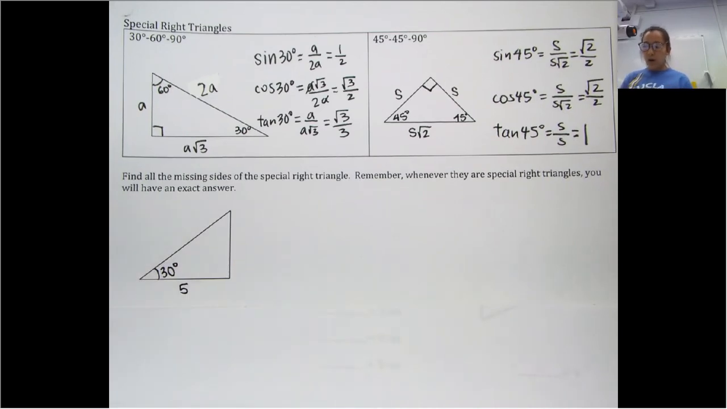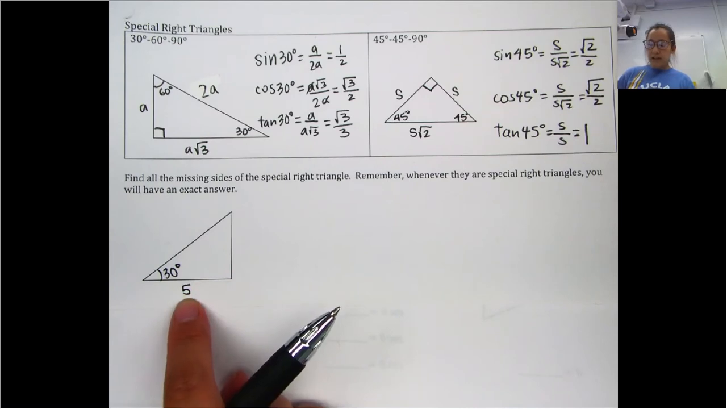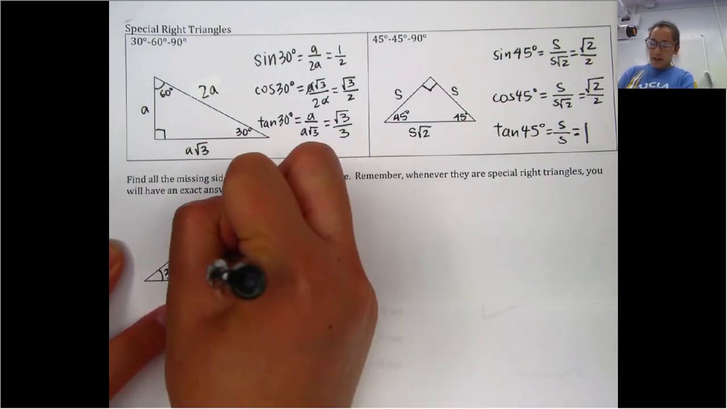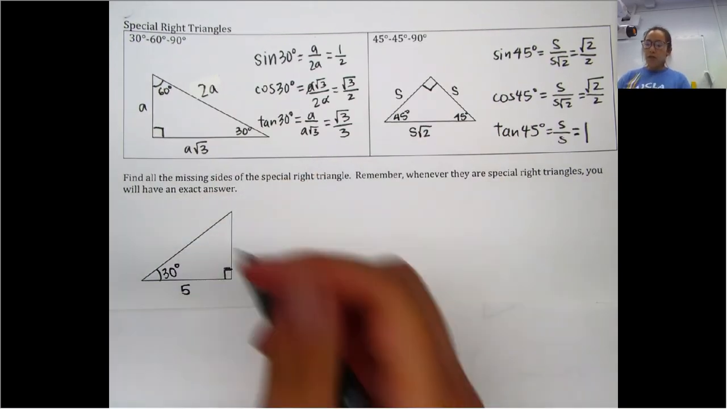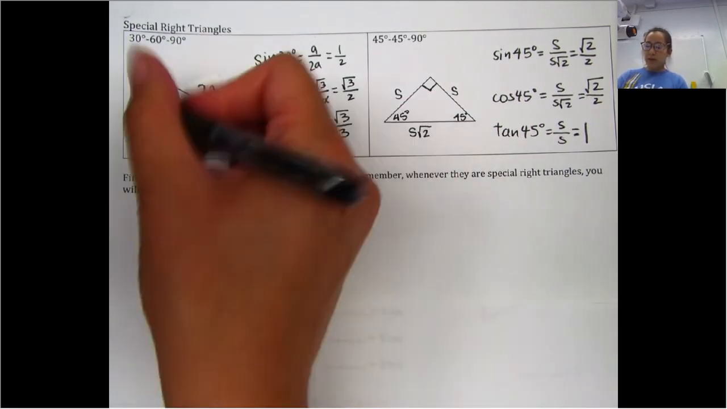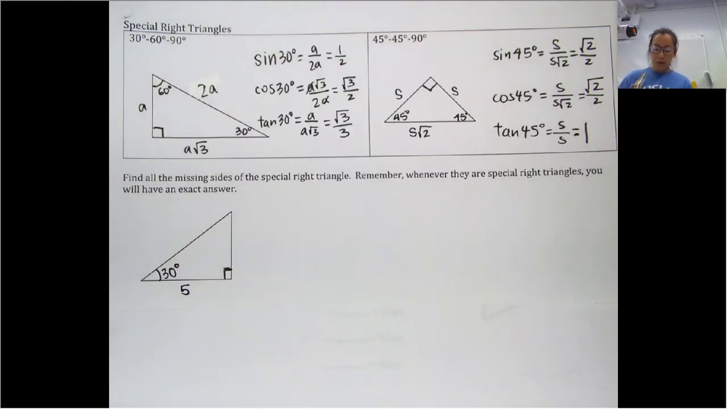So it says find all the missing sides of the special right triangle. Remember, whenever they're special right triangles, you will have an exact answer. So there should be no decimals in your answer. All of your answers should be with square roots and rationalized. Okay, so if you have this side is 5, and so this side is a 90-degree angle, we can go ahead and use these proportions to figure out the remaining sides.